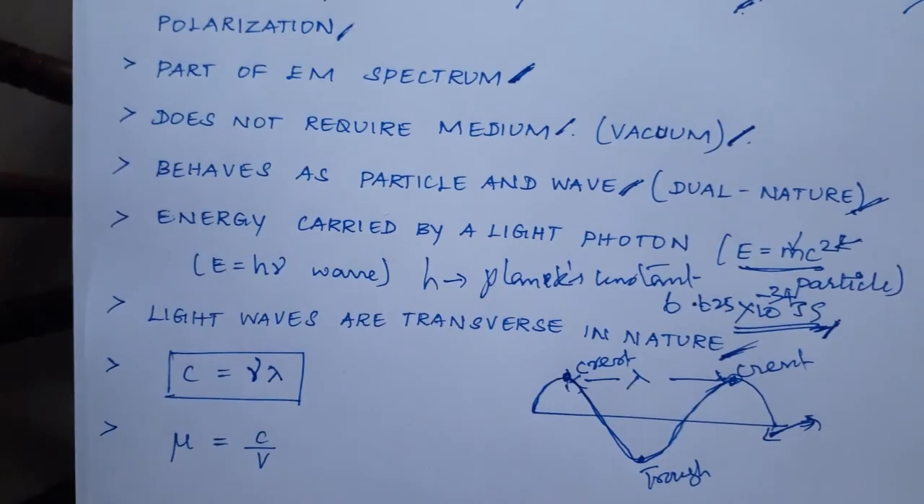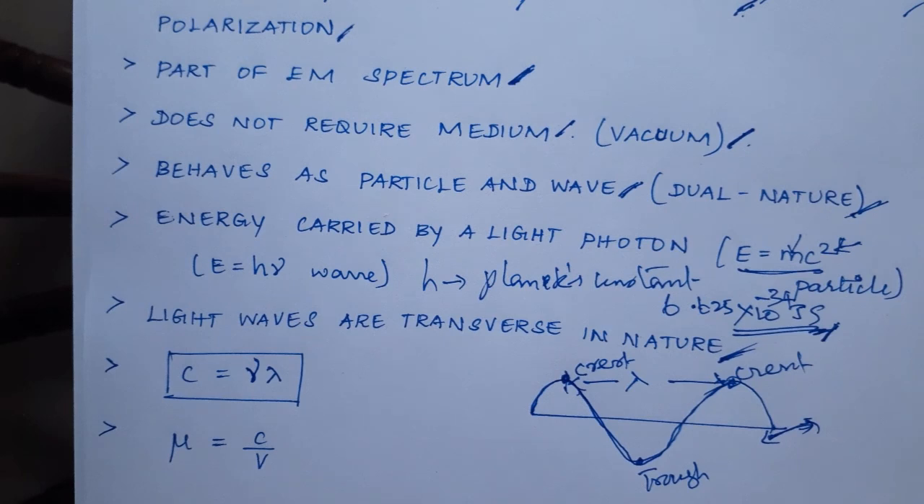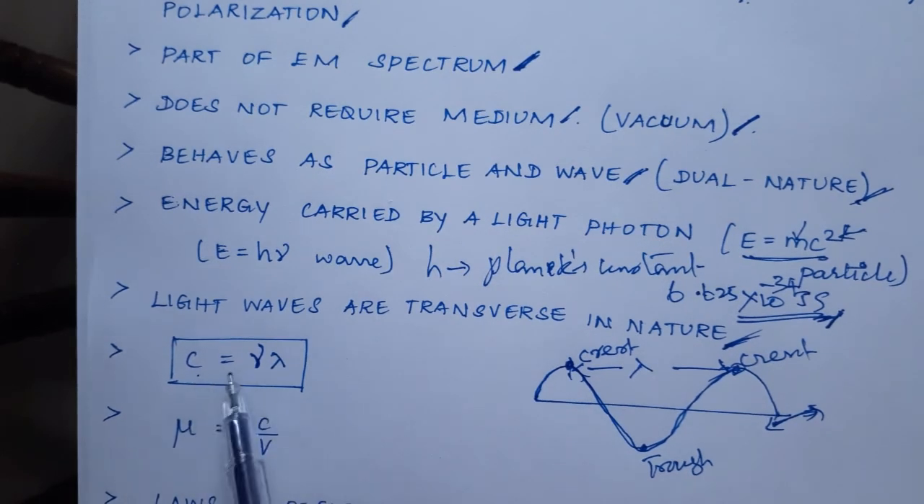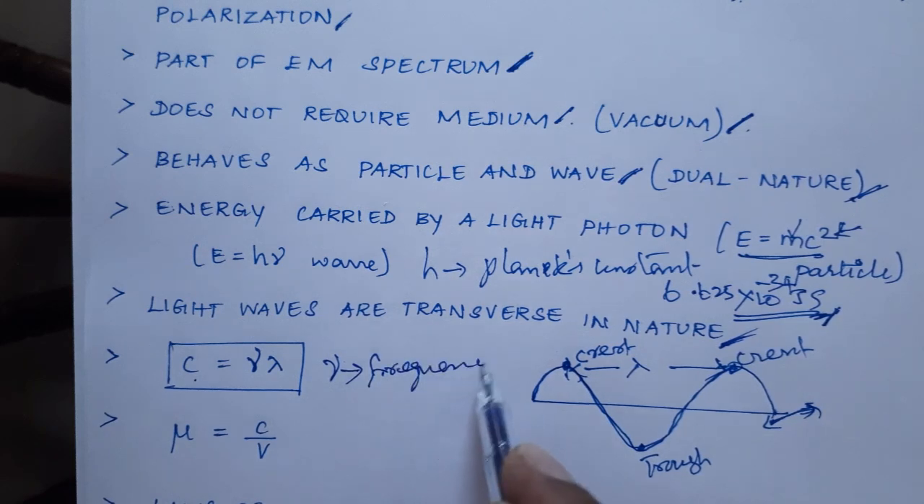Now, coming to the relation connecting velocity, frequency and wavelength. These are all terminologies we are going to use very frequently in this particular chapter. C equal to nu lambda. Here C is the velocity of light or velocity. Nu is frequency.